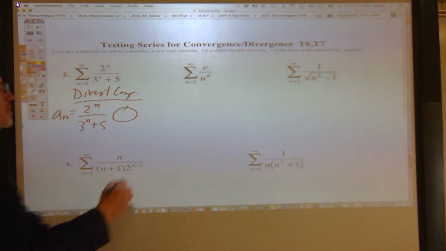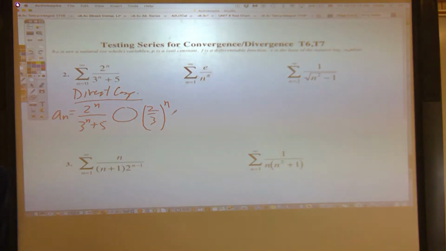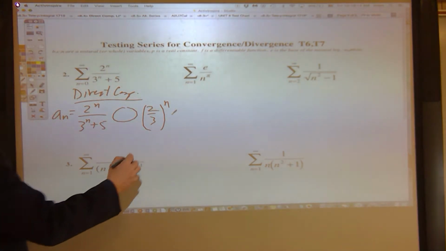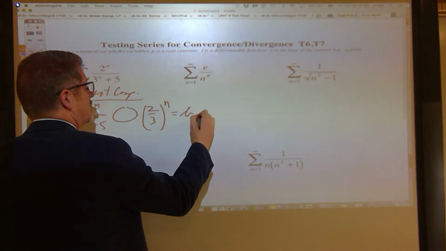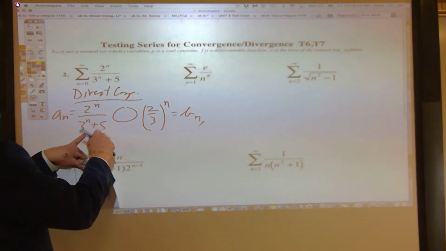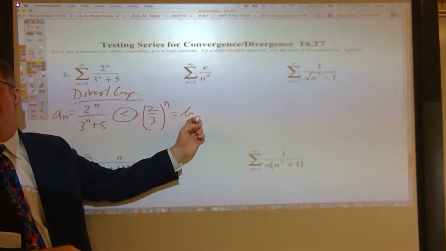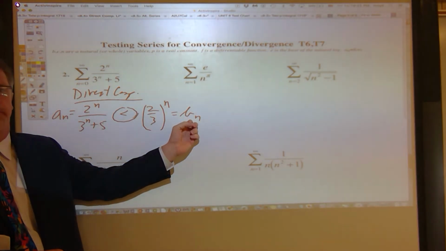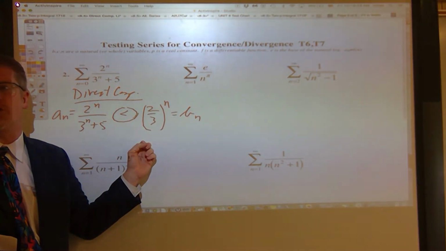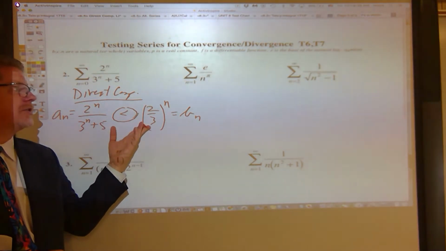Okay, Jessica says 2 to the n over 3 to the n, which is 2/3 to the n, right? That will be our b sub n. And by the way, that's a good call because it's easy to compare them. This has a bigger denominator, so it's smaller overall. Oh, this is interesting. What is b sub n? It's not a p-series. What type of series is b sub n? Geometric. Convergent or divergent geometric? Convergent. So this will work. This will give us a conclusion.